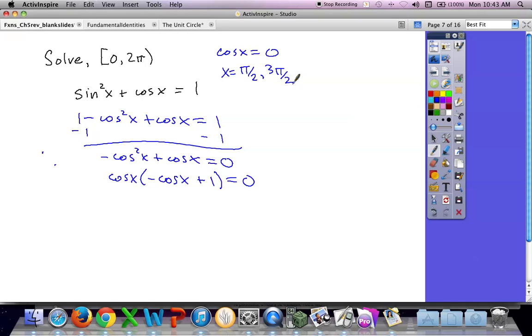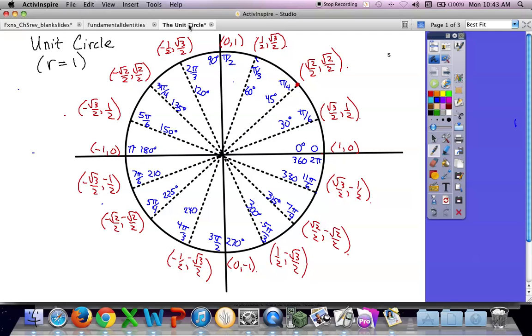Okay, now we can set this one equal to 0. Negative cosine x plus 1 equals 0. Right, I'm going to add cosine x to the other side, and I'll get cosine x equals 1. Where does cosine equal 1? 0, right? Not 2 pi, 0.